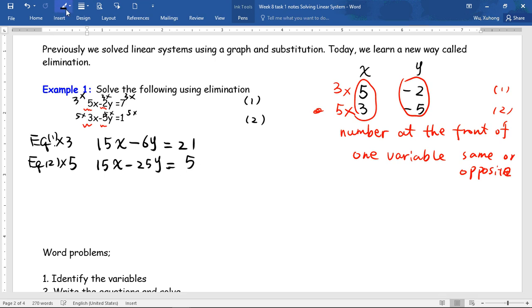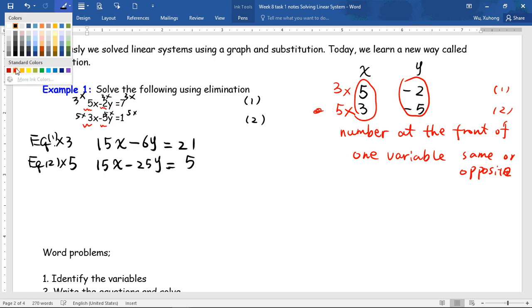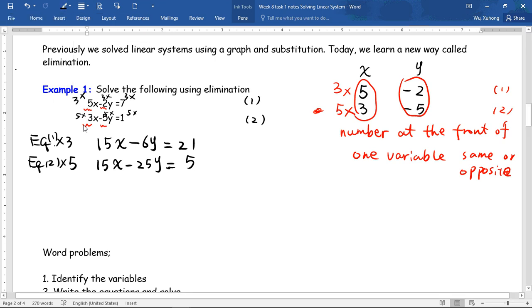And after that, we want to get rid of one variable by add or subtract. So this one, 15, 15, we subtract. Then you will have 15x minus 15x is 0x. And we get rid of one variable. Negative 6y minus negative 25y will give you positive 19y. And this one, 21 minus 5 will give you 16. Okay?